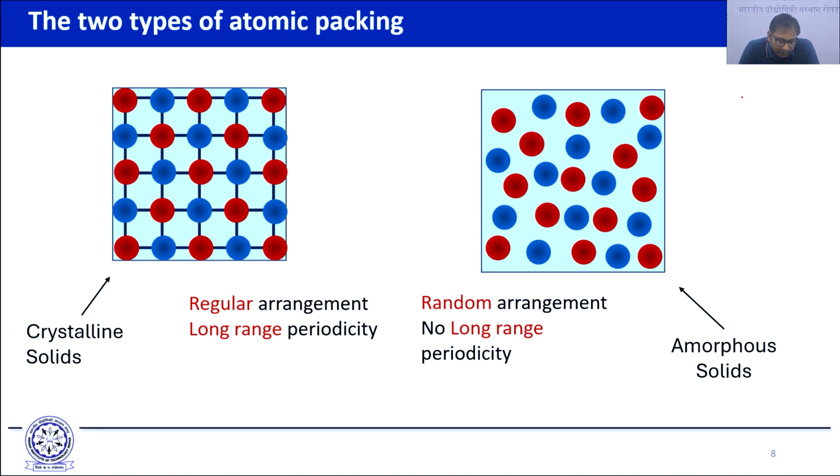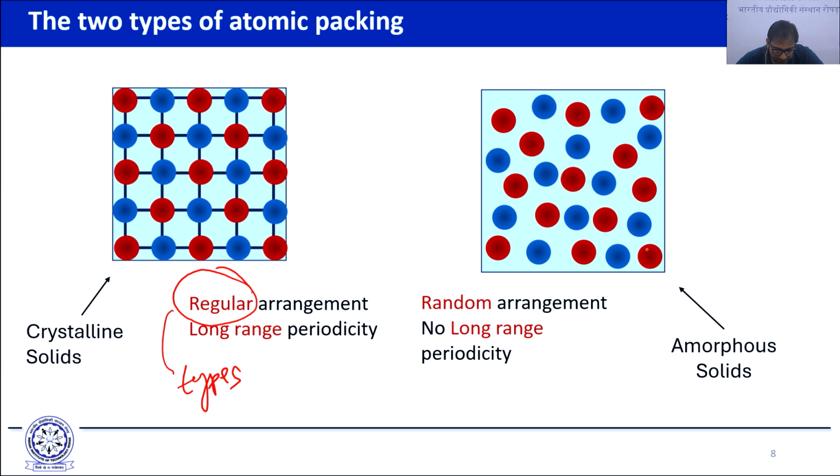Now, the structure also determines which type of atomic packing is there. So when we look at the packing of atoms, we can think of mainly two different types of packing. So one is a regular arrangement where you have got long-range periodicity, and the other is a random arrangement where you do not have long-range periodicity. Now, of course, there are many different types of regular arrangements. So based on this, you will end up having different types of crystal structures. But by and large, we can think of the solids as being either crystalline solids or amorphous solids. In case of crystalline solids, you have this periodicity. In case of amorphous solids, the atomic arrangement is much more random.